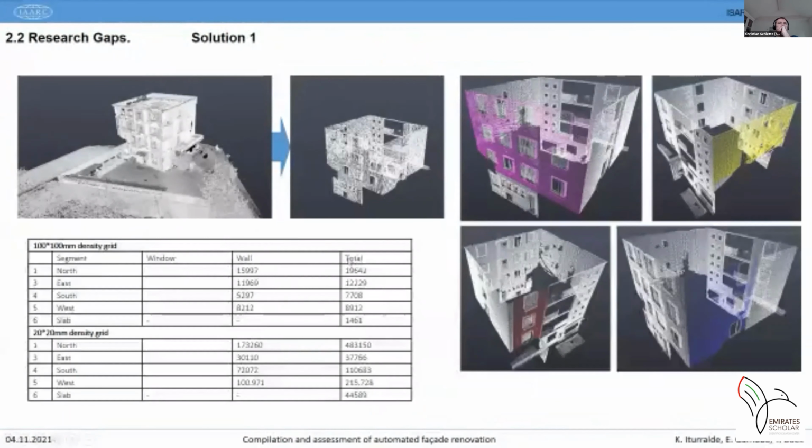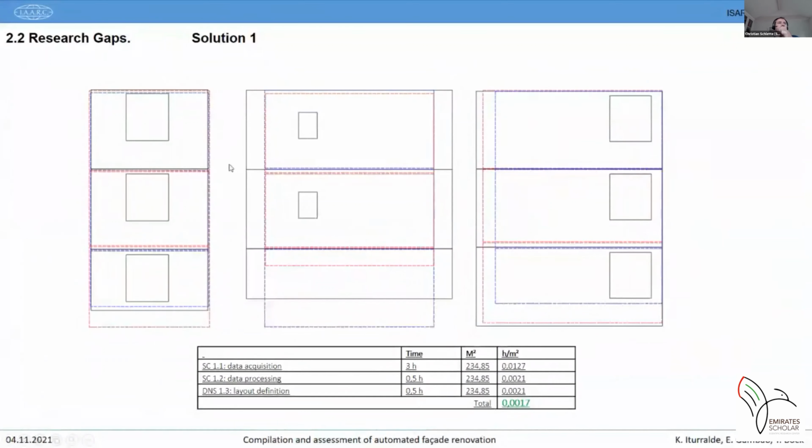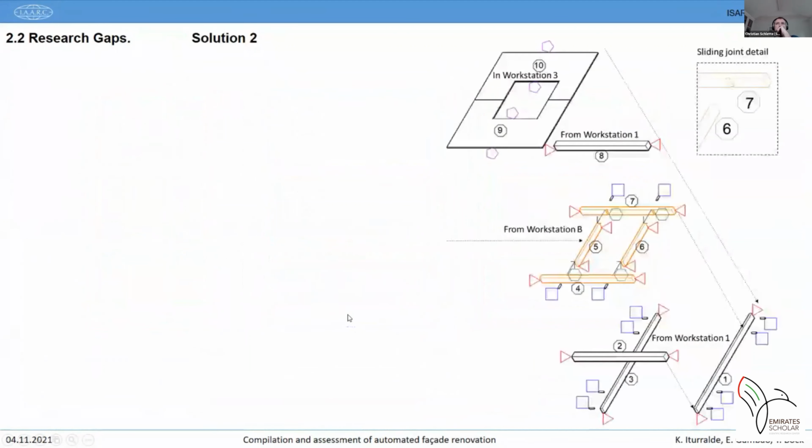There was a proof of concept of this solution, compared to manual processes which are shown in black. We can see that depending on the accuracy of the point cloud, we can gather a pretty accurate solution, or we can have major differences. Regarding time, of course, there is a huge time saving compared to manual processes.